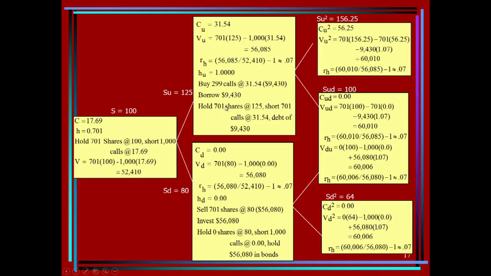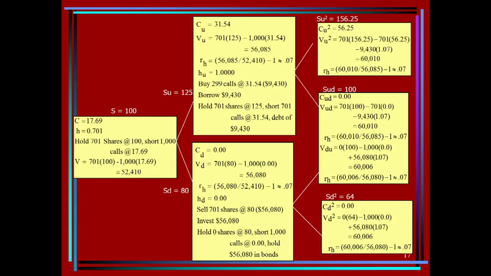So my new portfolio now is I still have 701 shares, but I now have only 701 calls because I have bought back 299 calls, and the shares and the calls are at the prevailing price, 125 and 31.54, and I also have a debt of 9,430. Now, if the stock price goes down, then my call is out of the money, because with a strike price of 100, 80 is out of the money, so it's worthless. My portfolio is now 700 times $80, and my calls are worthless. I still have 56,000, which is again a 7% return.